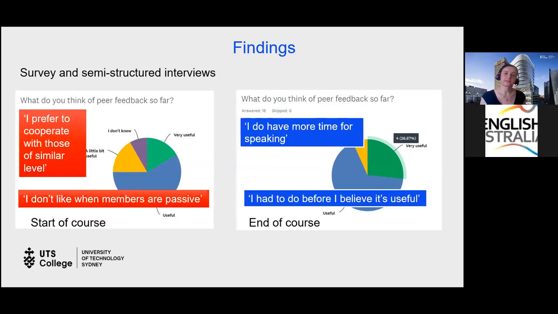And here are a few comments from the semi-structured interviews that followed those surveys. At the beginning, it's very clear that the students are not so sure that they can give feedback and that their peers can actually give them feedback because they're just students, right? But then at the end, you can see quite a change there. A very common comment was, you had to force me to do it before I could believe it.